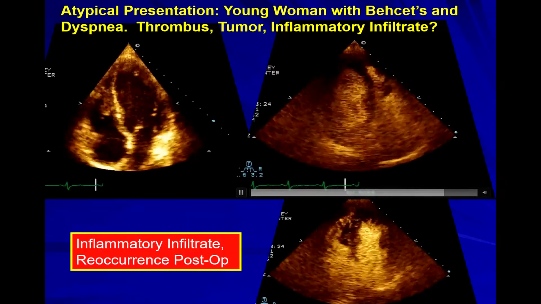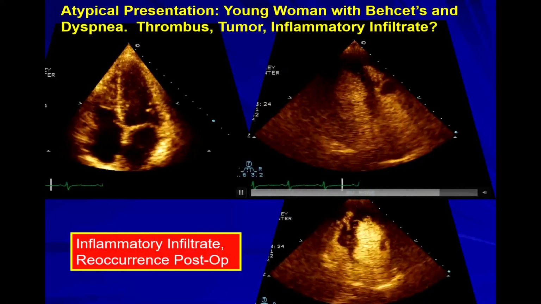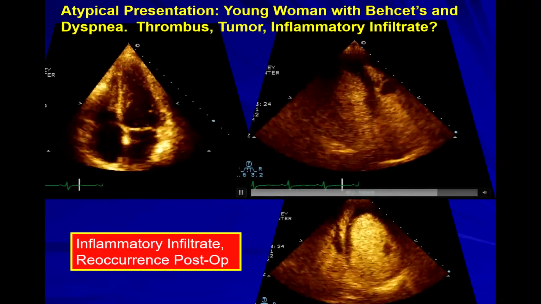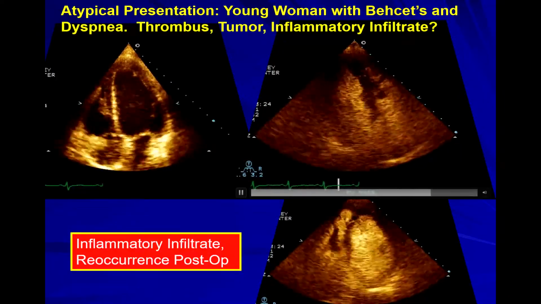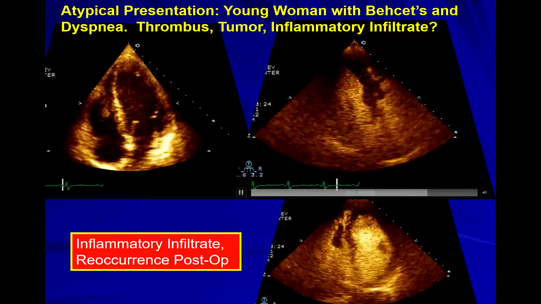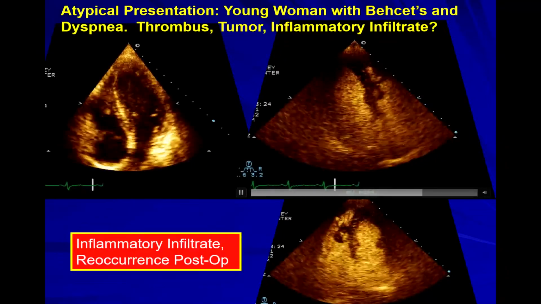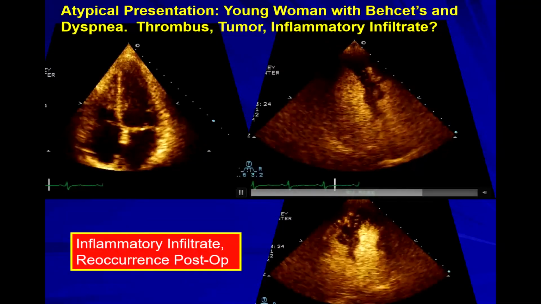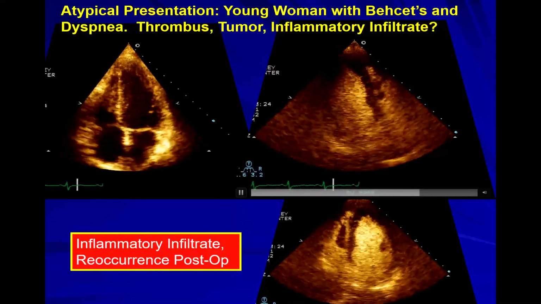So of course it was taken out because we didn't know what it was and we didn't know if it had embolic potential. The path showed that this was an inflammatory infiltrate. Of course, if we had known that, she wouldn't have been sent to surgery, because the treatment for this is just immunosuppression.